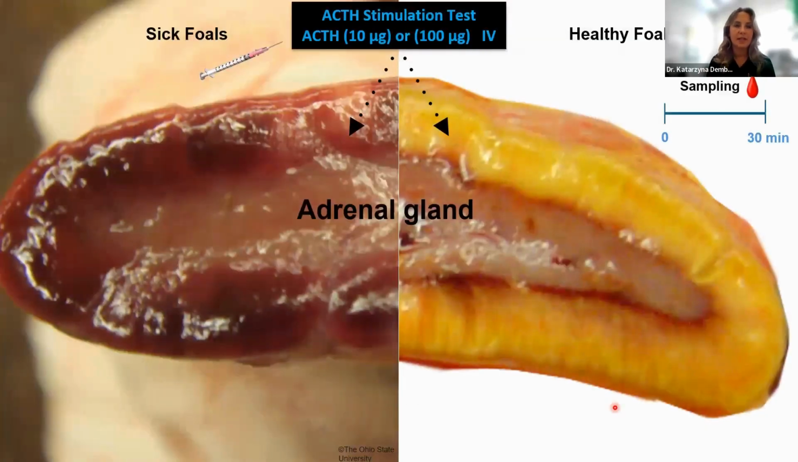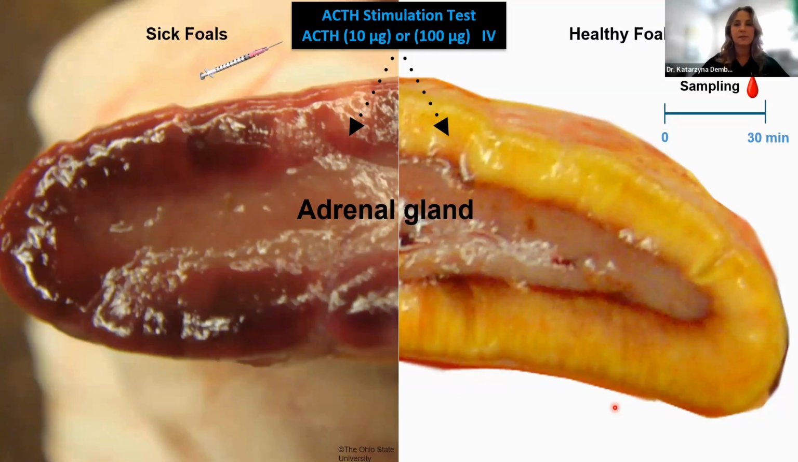So starting with ACTH stimulation test. This is the test that's been described probably now 15, almost maybe 20 years ago in healthy as well as sick foals. And this test assesses the adrenocortical function and cortisol response. For ACTH stimulation test, we can use 2 doses, so either 10 micrograms or 100 micrograms IV.